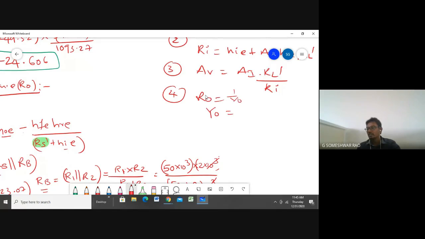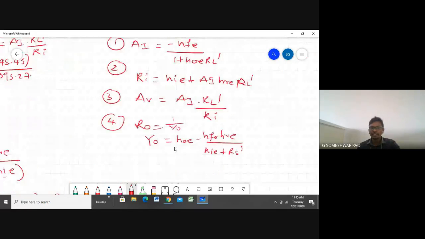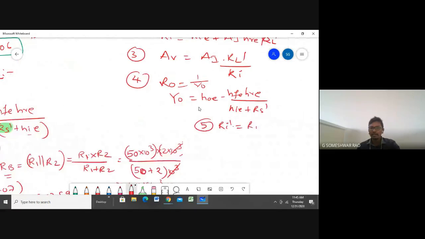So what is the Y naught formula? Y naught is given as HOE minus HFE HRE divided by HIE plus RS dash. Okay, next, fifth formula. This is very easy, RI dash. RI in parallel to RB. Sixth formula, R naught dash. What is R naught dash? R naught in parallel to RL dash. In turn, this RB is equal to R1 in parallel to R2. In turn, this RL dash is RC in parallel to RL.